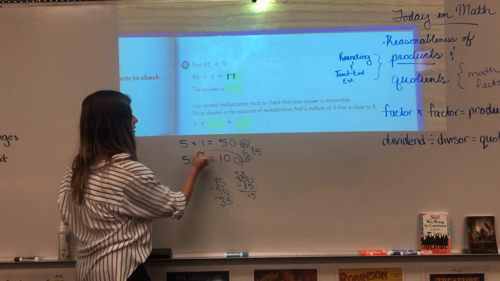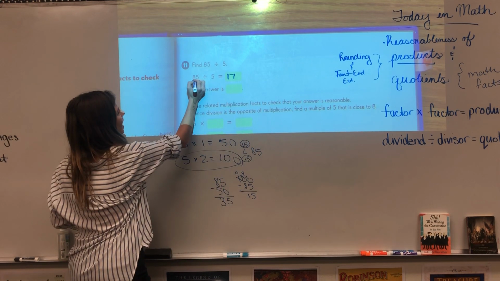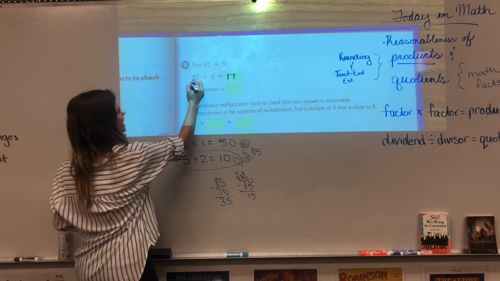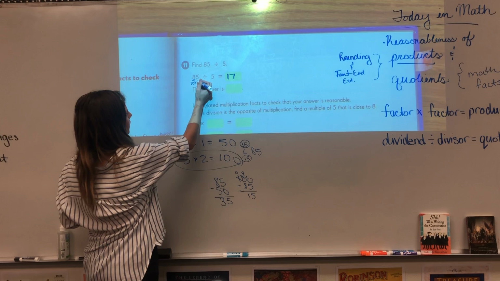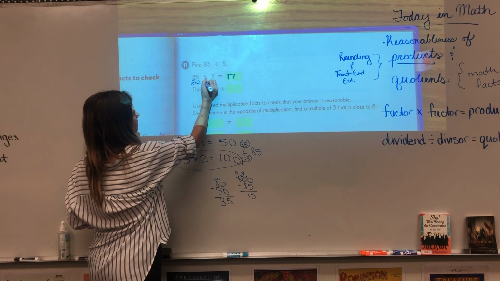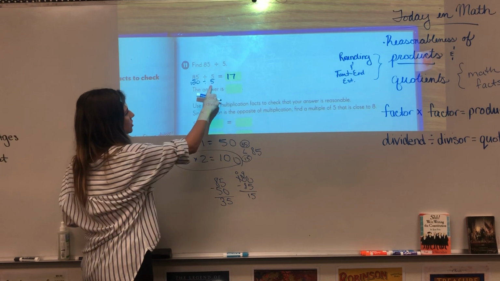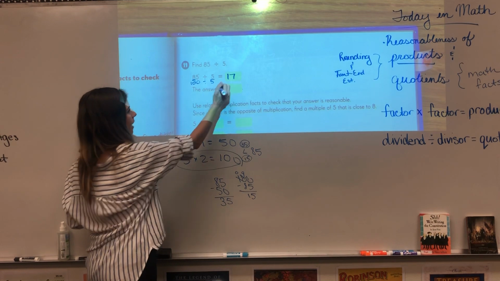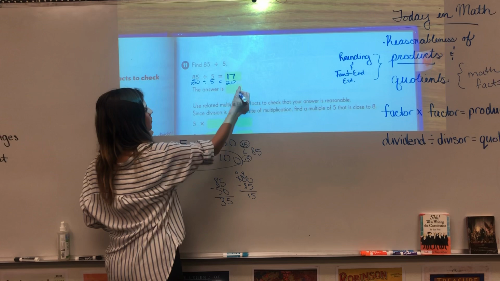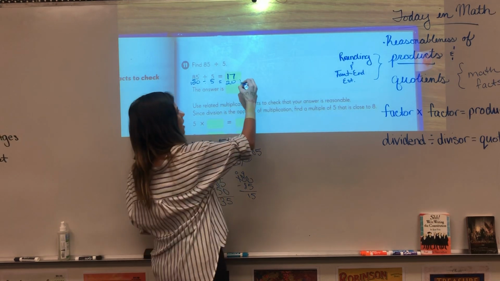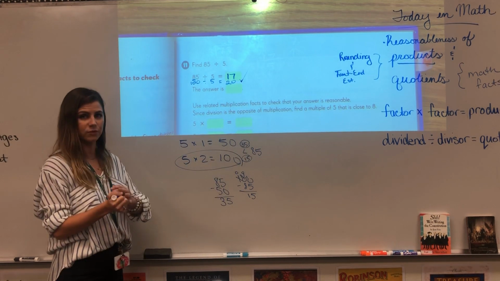So we're going to use this math fact. So 85, 8 is close to 10. That's a math fact of 5. So we change the 10 to 100, divide by 5. What is 100 divided by 5? Well, what's 10 divided by 5? 10 divided by 5 is 2. 0 divided by 5 is 0. Are 17 and 20 close together? Yes. So our answer is reasonable.